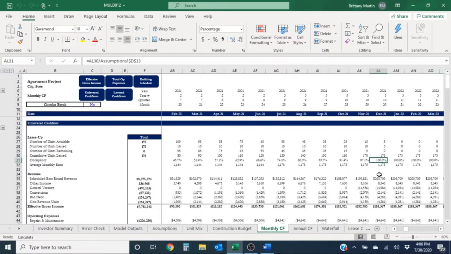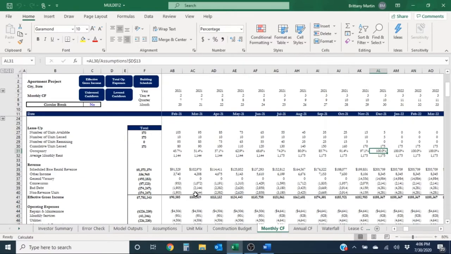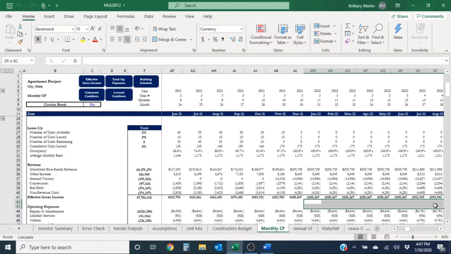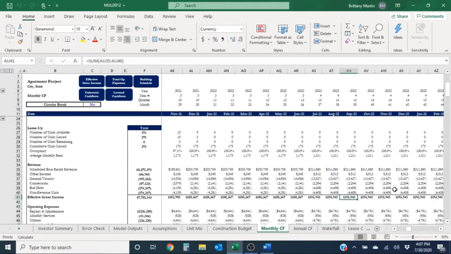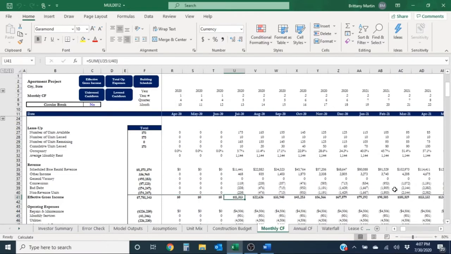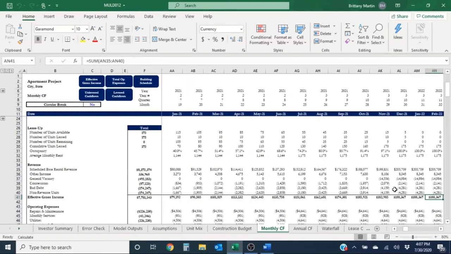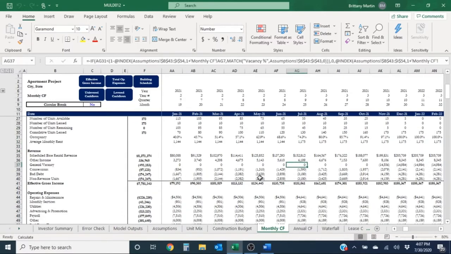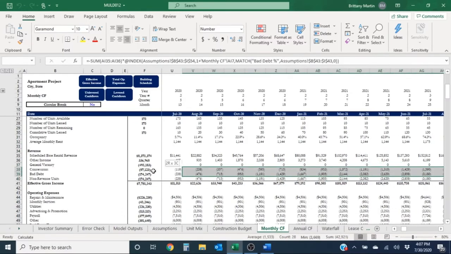You'll see our effective gross income is growing throughout, and then eventually it stabilizes, but we also have some inflation assumptions in our model, so eventually that also grows. But it's stabilized month over month for 12 months or so once we get to full occupancy here. Those are all assumptions that we enter in our assumptions tab, so don't worry about that. It's just giving you familiarity with this model.